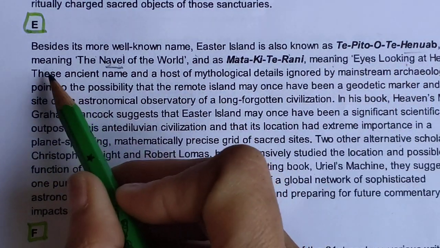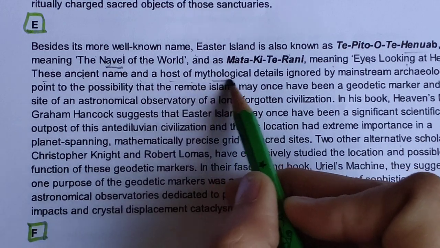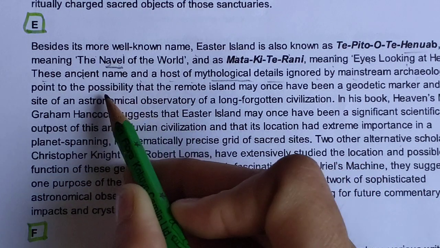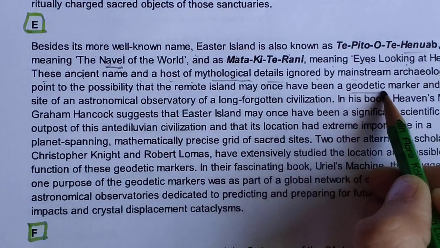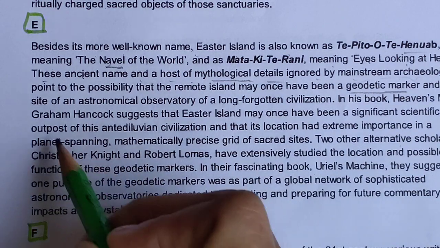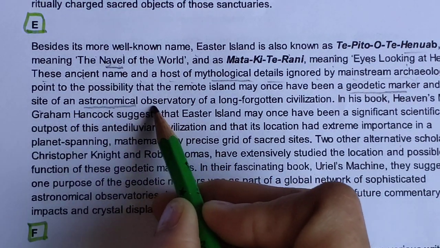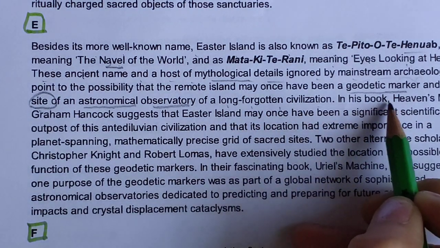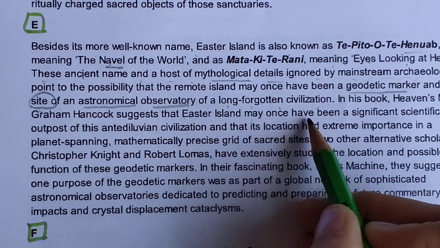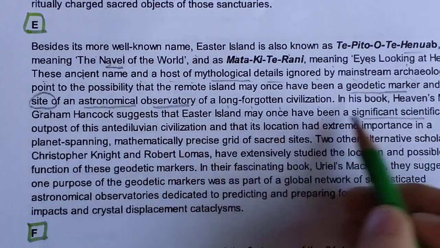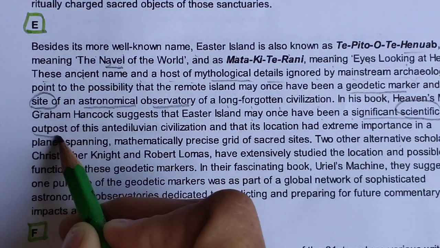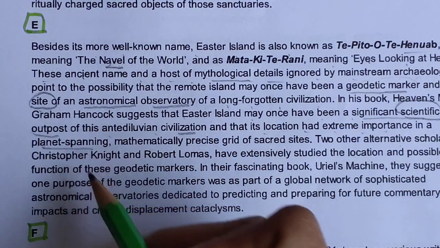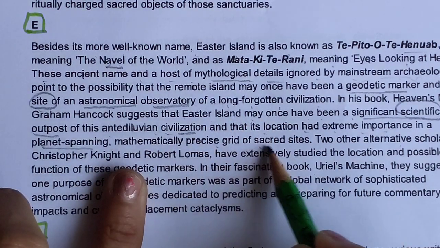Meaning eyes looking at heaven. These ancient names and a host of mythological details ignored by mainstream archaeologists point to the possibility that the remote island may once have been a marker and site of an astronomical observatory, a site of a long forgotten civilization. In his book, he suggests that Easter Island may once have been a significant scientific outpost of this civilization, and that its location had extreme importance in a planet-spanning, mathematically precise grid of sacred sites.